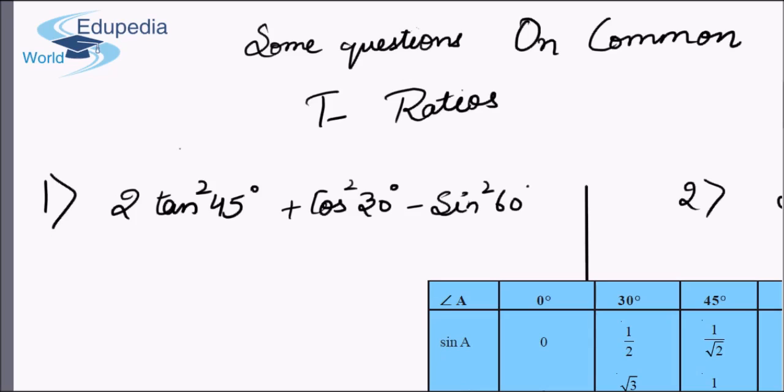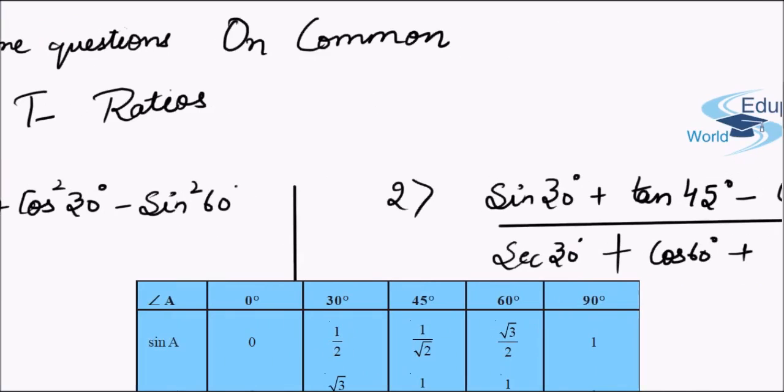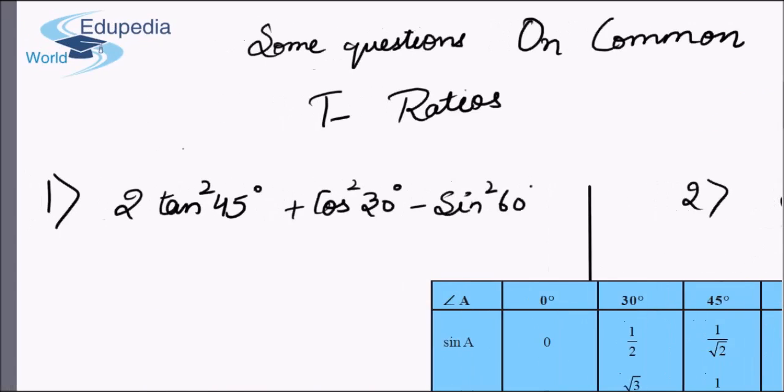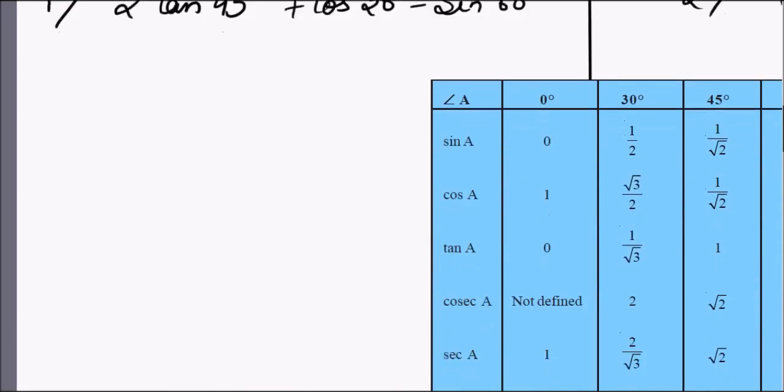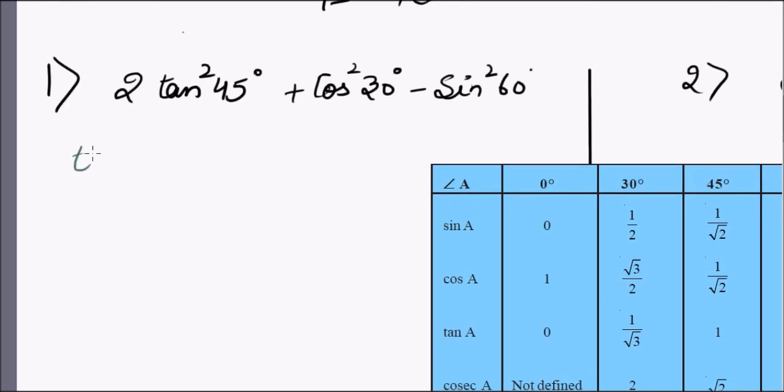Friends, it is very important to memorize the individual values of these trigonometric ratios by this table. Let us find out the values we need to know for this particular question. First of all, we need to know tan 45. Tan 45, my friends, is 1. Thus, the value of tan 45 is 1.